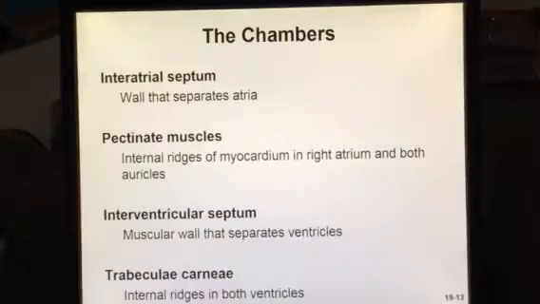Okay, we're going to use the word septum a lot. The septum divides the right and the left side of the heart. If we're talking specifically about the septum in between the atria, we would call it the interatrial septum. More commonly, we might be talking about the wall that divides the right and left ventricle, and that would be called the interventricular septum.